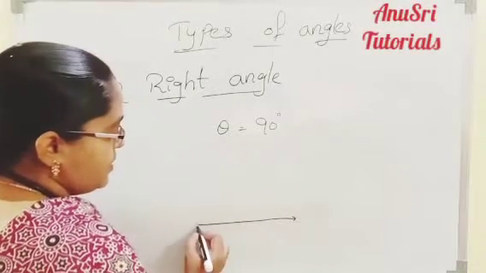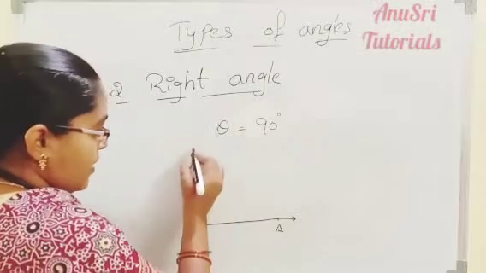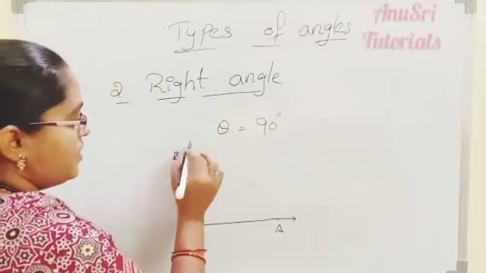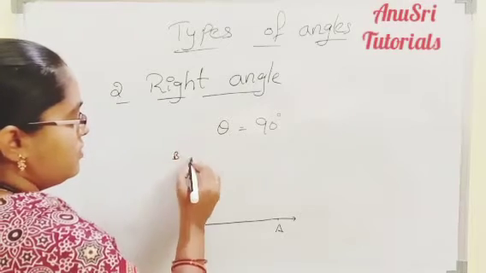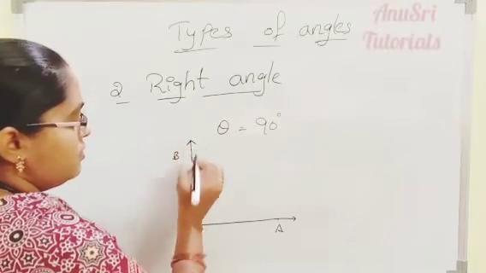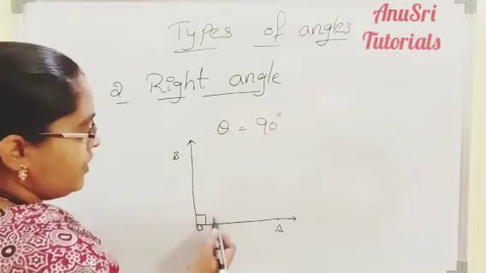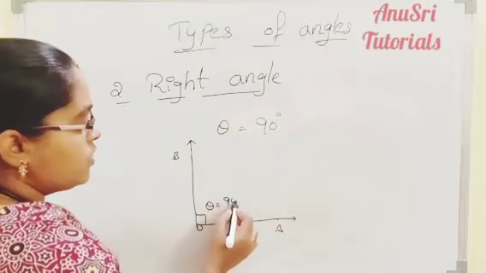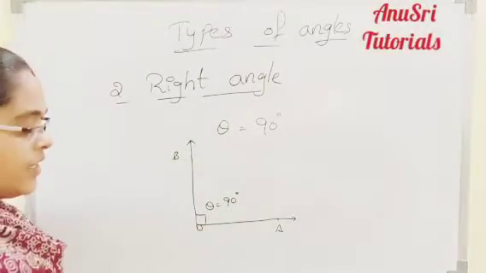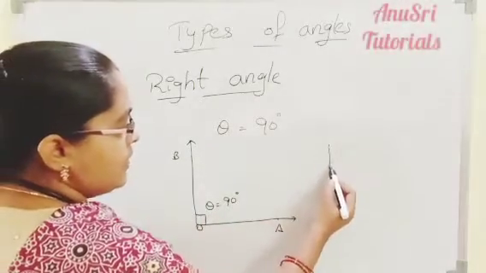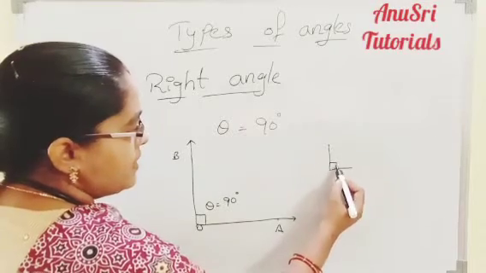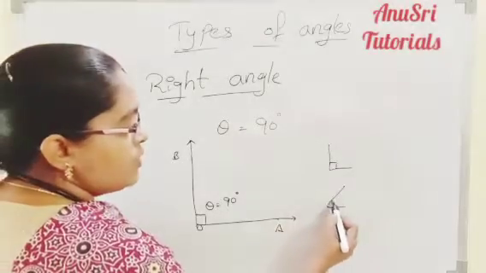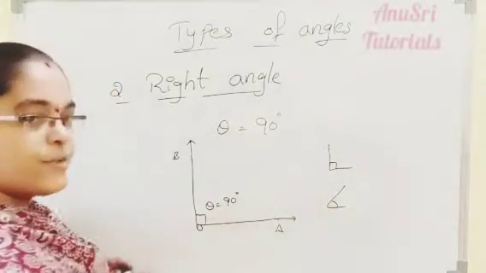Exactly 90 degrees means, see here OA is one ray and the other ray must be like this. OB is another ray. Then this angle we are calling as right angle. So here the theta value is always equal to 90 degrees. Generally a right angle we represent like this. See, this symbol we use to represent a right angle. So generally for angles we use this symbol, but only for right angle we use that symbol.